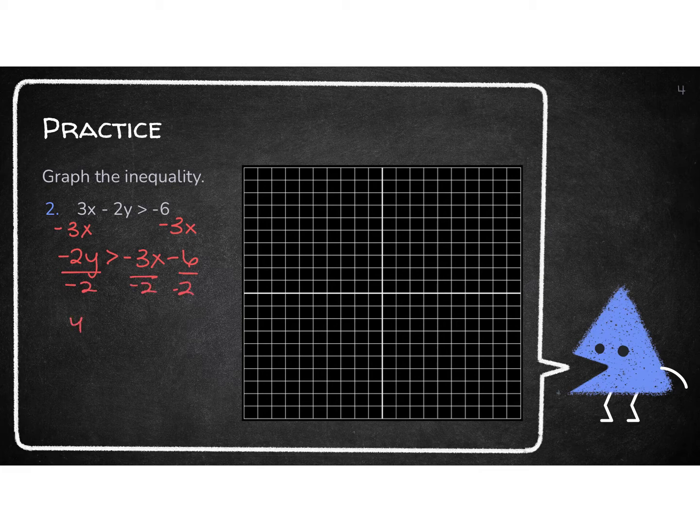So I'm going to have y. Now remember, when you divide by a negative, we have to flip that inequality sign. So I have y less than 3 over 2x plus 3. So I'm going to begin up at 3, and I'm still going to go up 3 over 2. And then the opposite of up 3 over 2 is down 3 and to the left 2.